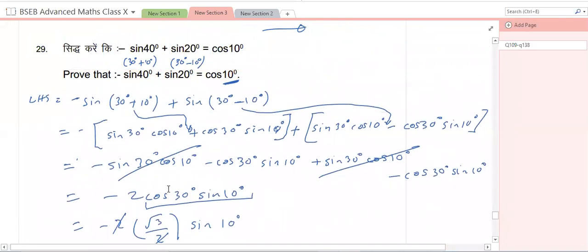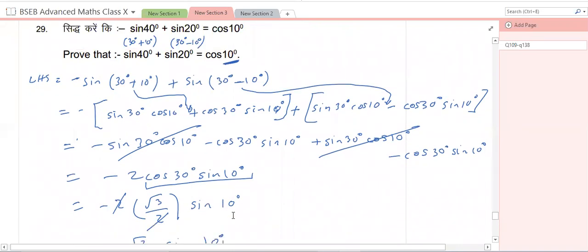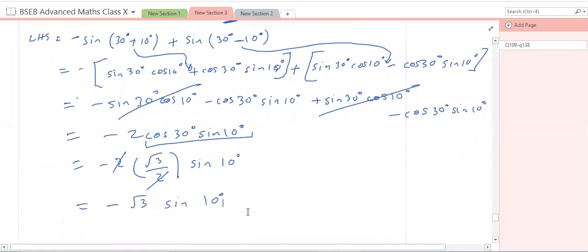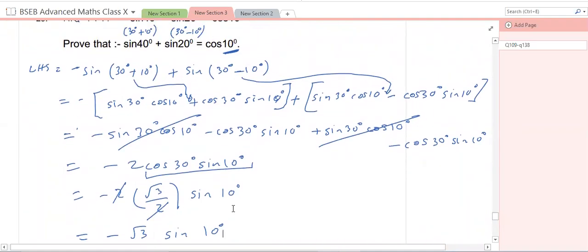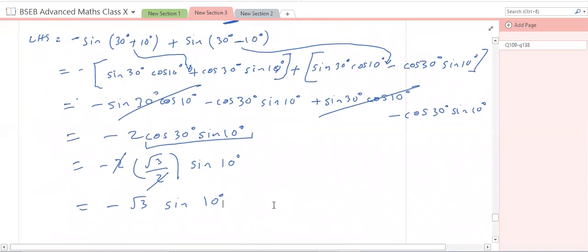So guys, we are trying this question here out. Minus sine 40 plus sine 20 degrees is equal to cos 10 degrees. So we tried this out and we simplified to minus root 3 sine 10 degrees. Now let's see if there's an alternative way.